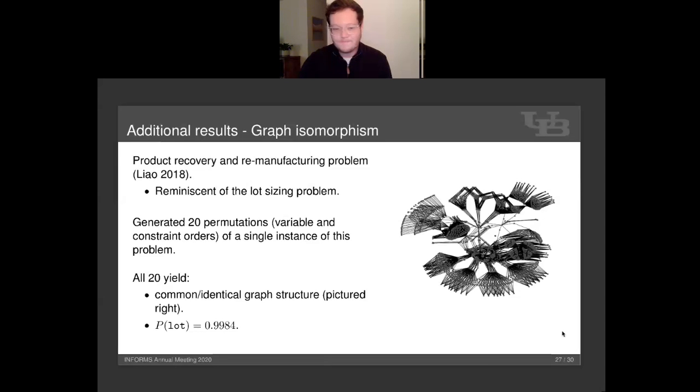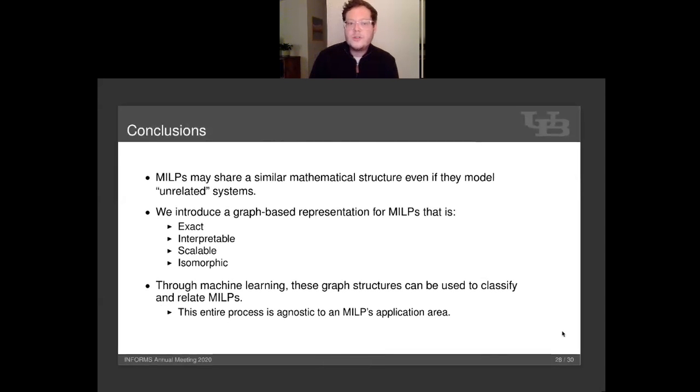And so in conclusion, we find that MILPs may share similar mathematical structure even if they're modeling unrelated problems. We introduce a graph-based representation for MILPs that is exact, interpretable, scalable, and isomorphic. And then through machine learning, these graph structures can be used to classify and relate MILPs totally agnostic to the MILP's application area.